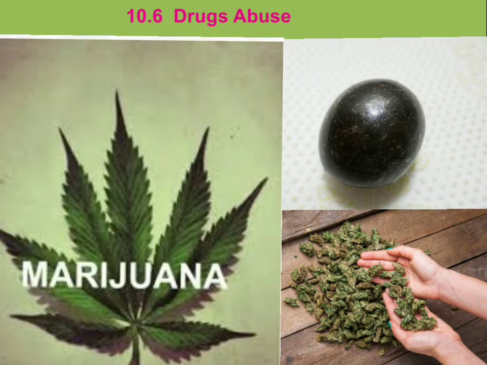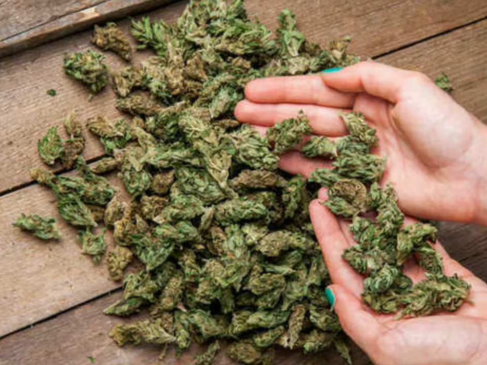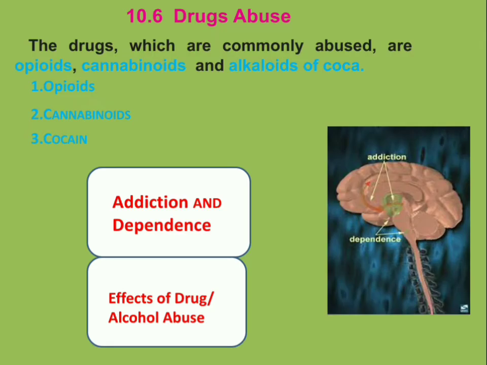Now the second is cannabinoids. They interact with receptors present in the brain. Inhalation and ingestion of these substances affect the cardiovascular system. These are obtained from the inflorescence and parts of the Cannabis sativa plant. Marijuana, hashish, charas, and ganja are other different forms of drug obtained from this plant.